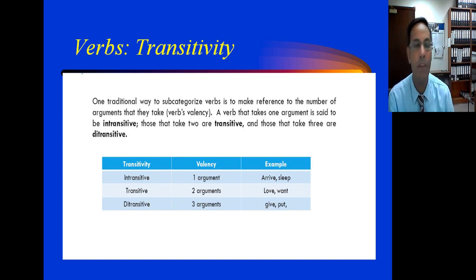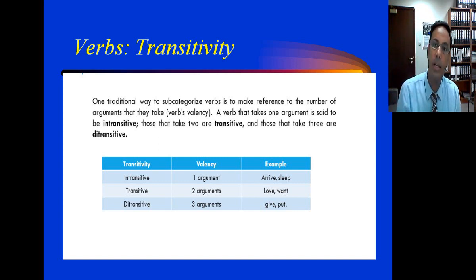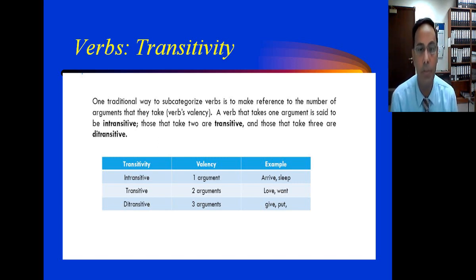In ditransitive verbs, we have three arguments. The man gives the student a book. Here we have three arguments, three noun phrases: the man, the student, and a book. These are three noun phrases, or three arguments.